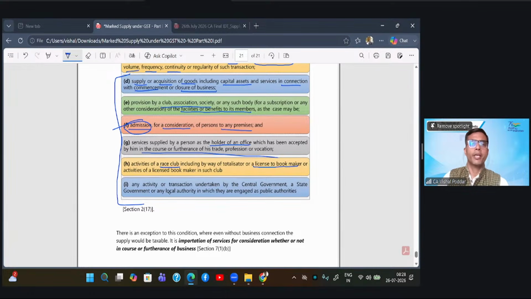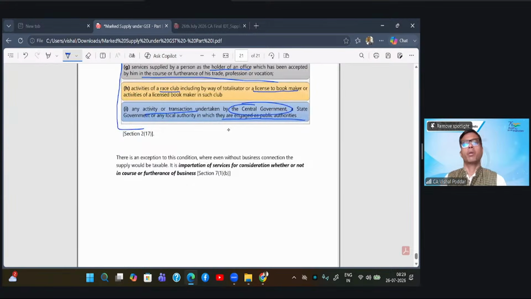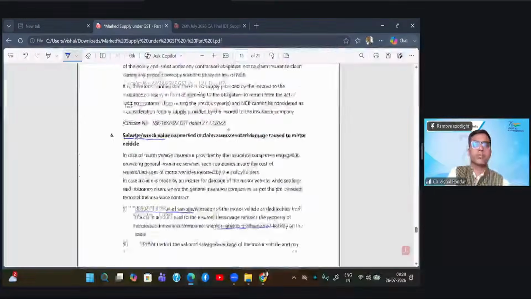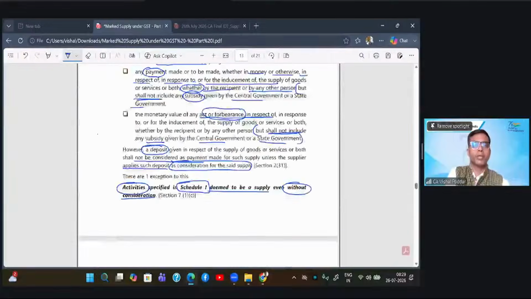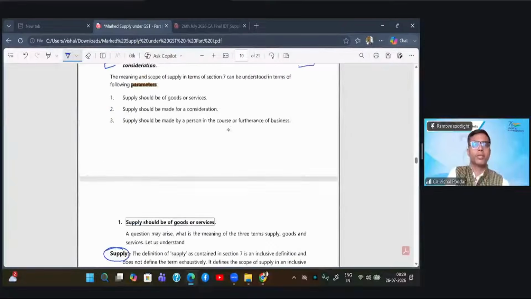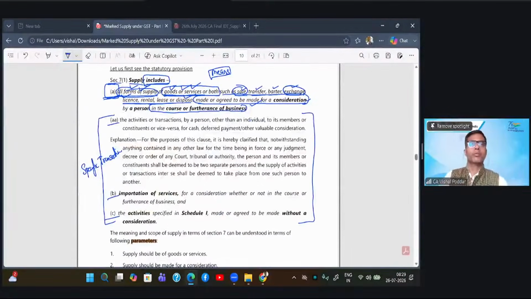And then finally, they say that wherever any activity is undertaken by government, even though they are doing this as public authorities, activities done by government as public authorities are also to be treated as business. So students, this is the expansive definition of business. Now I come back to section 7(1). We have studied the first part completely. What is 7(1)(a)?